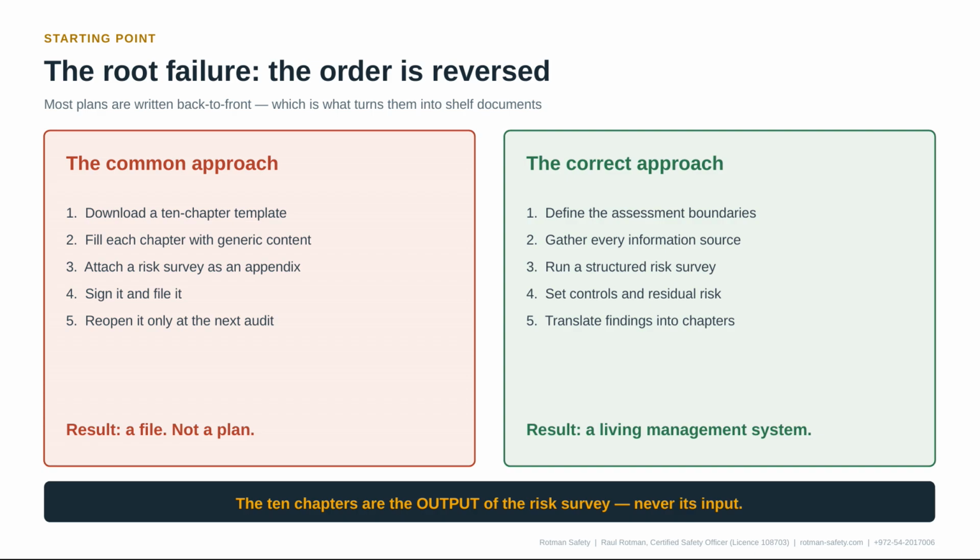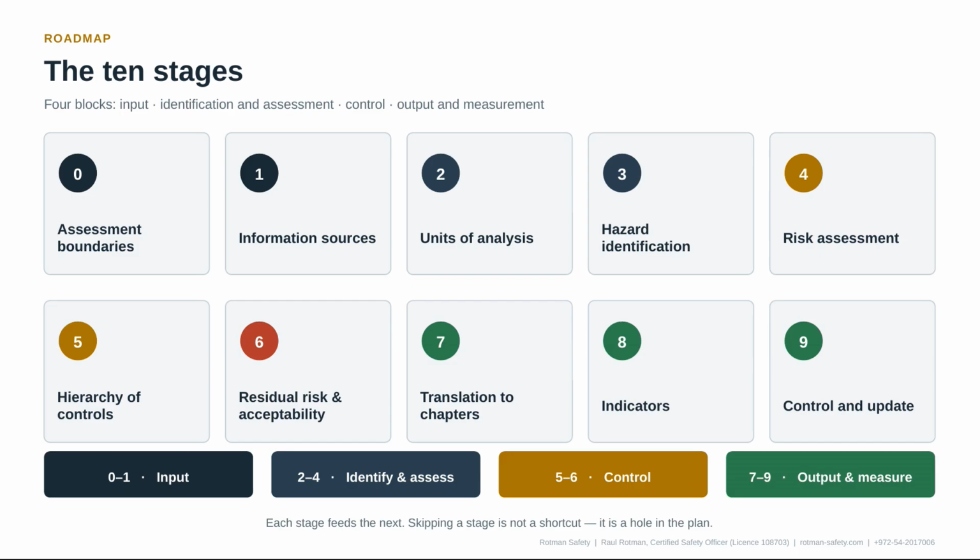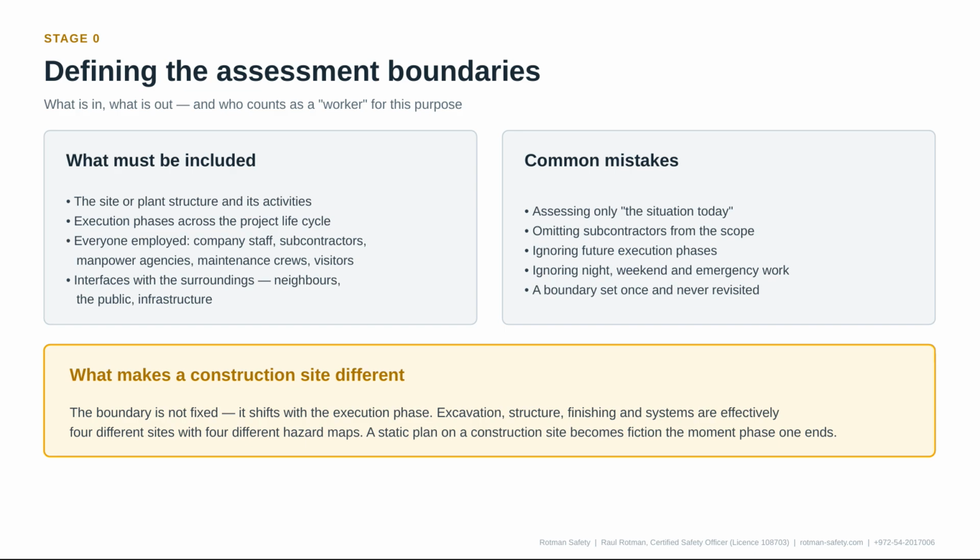We begin by defining the assessment boundaries. What is included? The site or plant structure, its activities, the execution phases, and everyone employed there, including subcontractors, manpower agencies, maintenance crews, and visitors. On a construction site, the boundary is not fixed. Excavation, structure, finishing, and systems are effectively 4 different sites with 4 different hazard maps. A static plan on a construction site becomes fiction the moment the first phase ends.